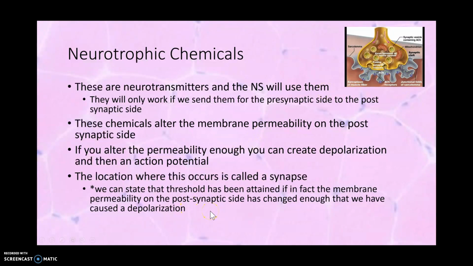We can state that threshold has been attained if, in fact, the membrane permeability on the postsynaptic side has changed enough that we have caused a depolarization.